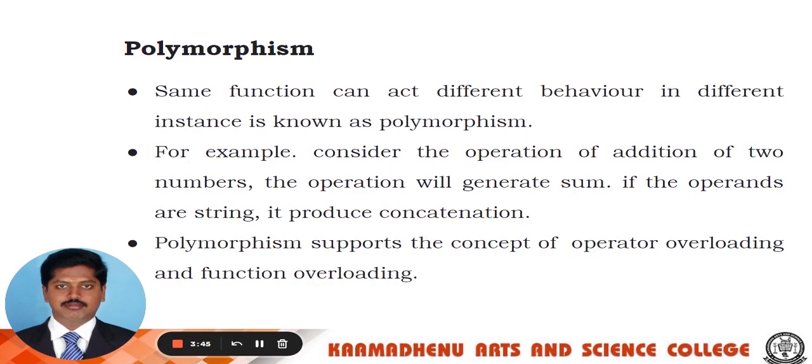Next, polymorphism. The same function acting with different behavior in different instances is known as polymorphism. For example, consider the operation of addition of two numbers. The operation will generate a sum. If the operands are strings, it produces concatenation. Polymorphism supports the concept of operator overloading and function overloading.